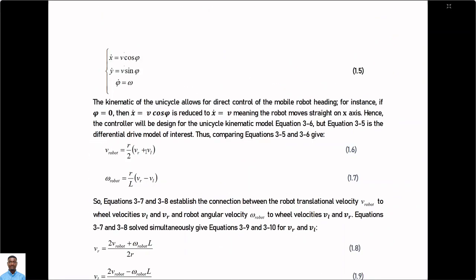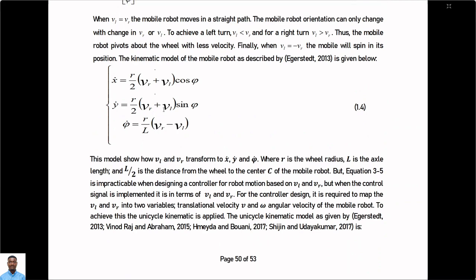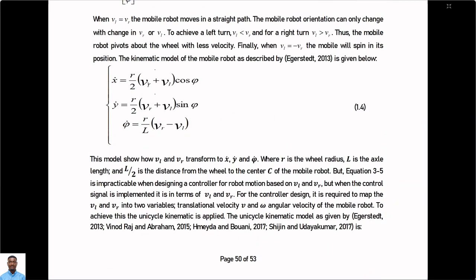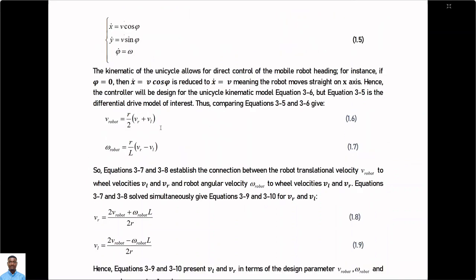But for us to actually solve this properly, we'll consider a unicycle. A unicycle is a mobile robot that has only one wheel. For instance, you might have seen a bicycle has two wheels, while a unicycle has just one wheel. So if we have just one wheel, VR and VL become a single V. This is the kinematic model for a unicycle, whereby you have only one wheel, and the velocity of that wheel is the velocity of the robot.